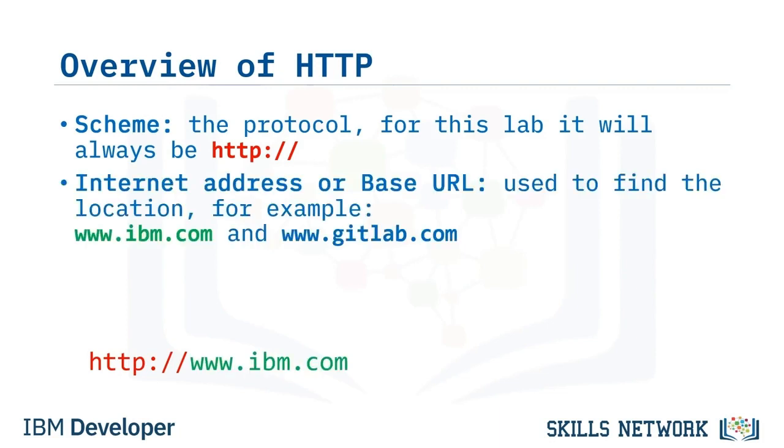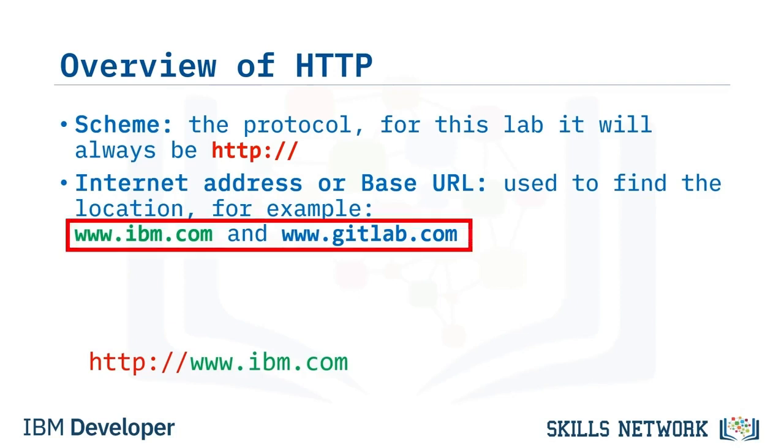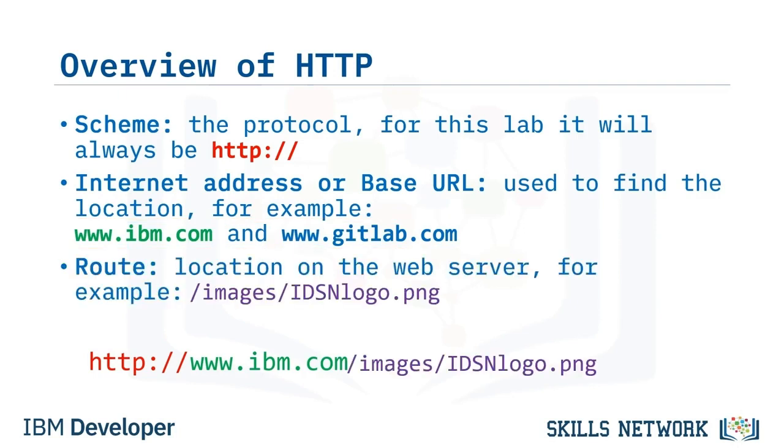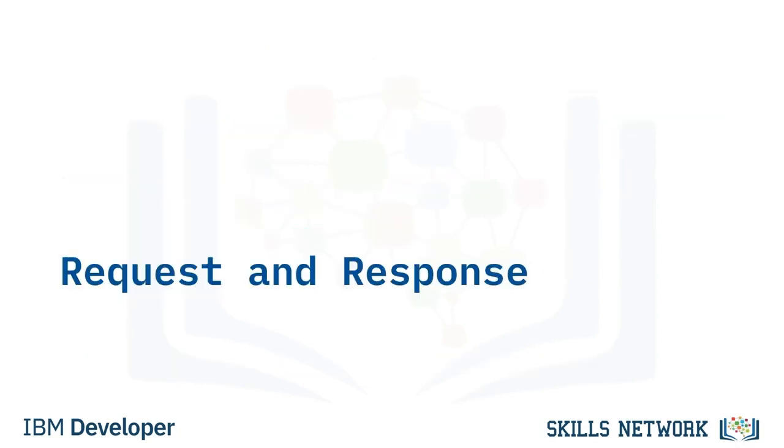The internet address, or base URL. This will be used to find the location. Some examples include www.ibm.com and www.gitlab.com. And finally, the route. This is the location on the web server. For example, /images/idsnlogo.png. Let us review the request and response process.